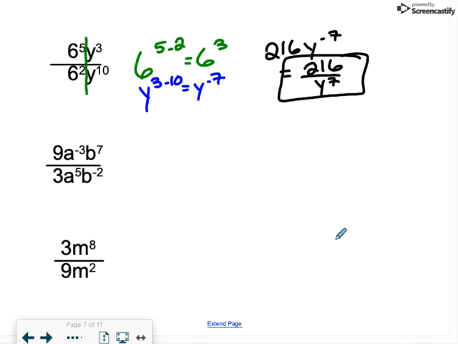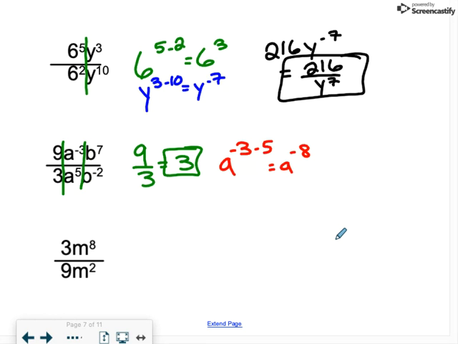Again, working through these problems, we just break it apart into its separate pieces. All right, first off, 9 over 3, this is just a basic math problem. We know that's just going to cancel out to a 3. Now we deal with our a values. We have a to the negative third minus 5. So notice this gives us a to the negative eighth. And then we have b to the 7th minus a negative 2. Well, this is going to give us b to the positive 9 because 2 negatives make a positive.